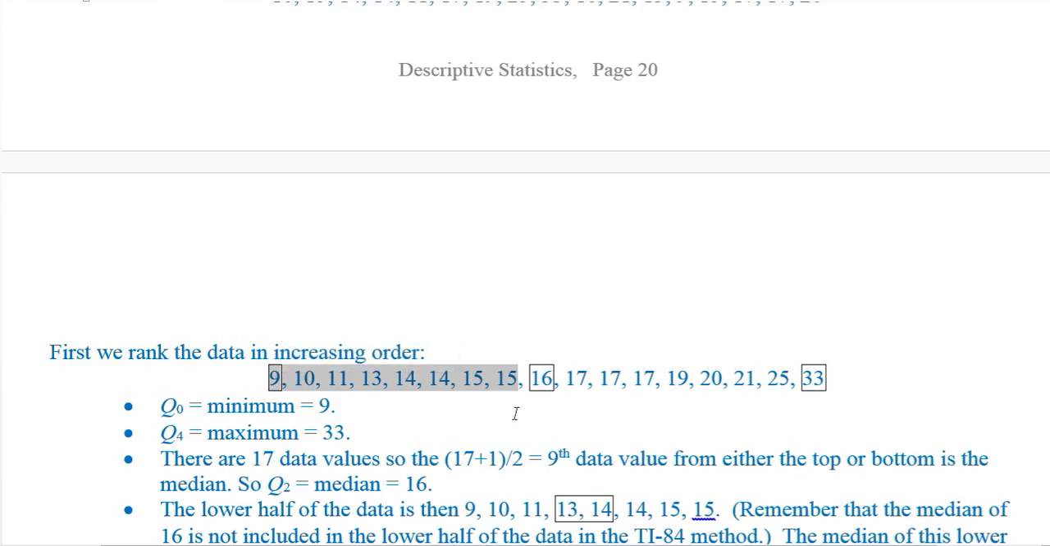Now, if we're going to use the TI-84 method, then this is the lower half right here. We don't count the 16, and of course the other parts are in the upper half. So we just look at those numbers right there, which I've recopied here. There are 8 there. If you do 8 plus 1 divided by 2, that's 9 divided by 2, that's 4.5. So 4.5 would be halfway between the 4th and the 5th one, halfway between the 13 and 14. Another way to think of it is the 13 is 4 from the bottom, the 14 is 4 from the top of this lower half.